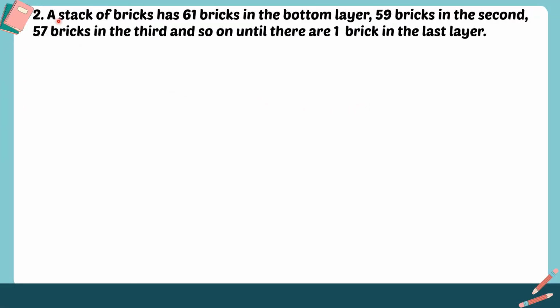Let's have the second example. A stack of bricks has 61 bricks in the bottom layer, 59 bricks in the second, 57 bricks in the third, and so on, until there is 1 brick in the last layer. So, kung i-analyze natin, meron tayong bricks o yung ating rectangular blocks. I-arrange natin siya. Meron siyang 61 bricks sa ilalim. So, sundan siya ng 59 bricks at 57 bricks and so on. Hanggang sa isa na lang daw yung matitira or yung ipapatong natin dun sa last layer.